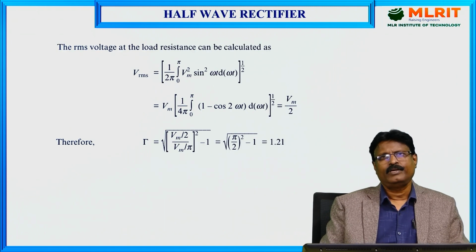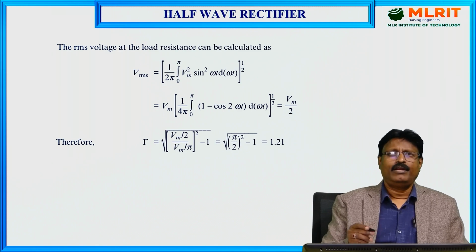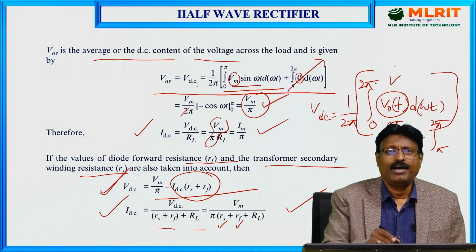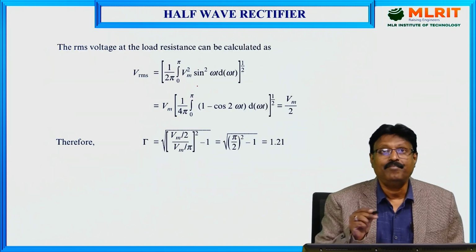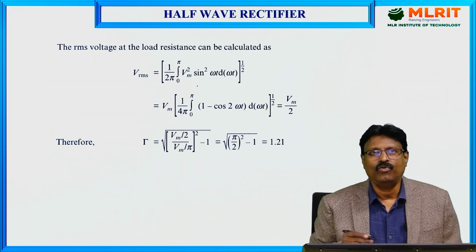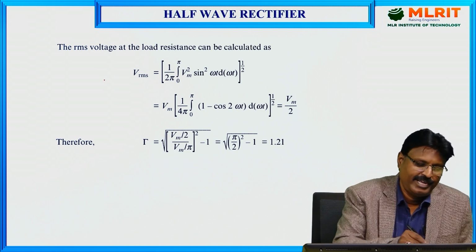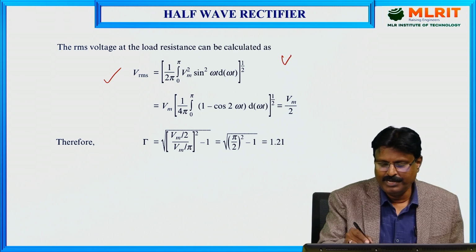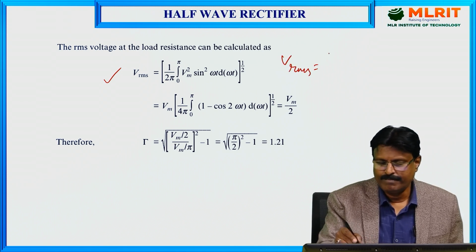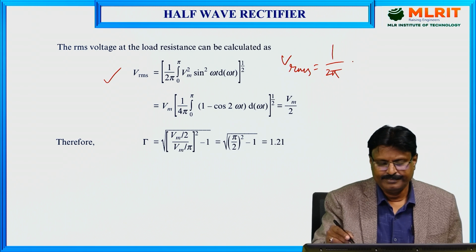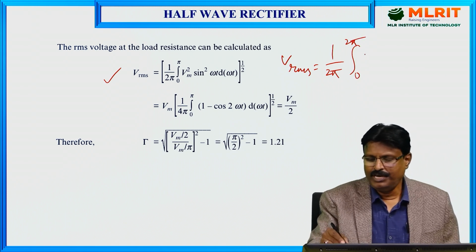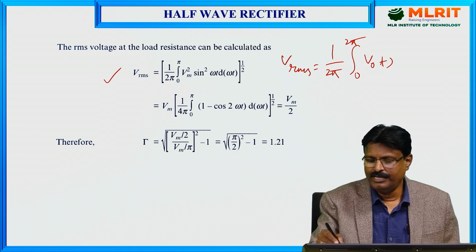Next, I calculated VDC, or the V average value. Now I need to calculate the RMS value. The RMS value of the voltage across the load is represented as VRMS. So root mean square. I am writing the formula here: VRMS is equal to the square root of 1 by 2 pi integral 0 to 2 pi V naught of t square d of omega t.